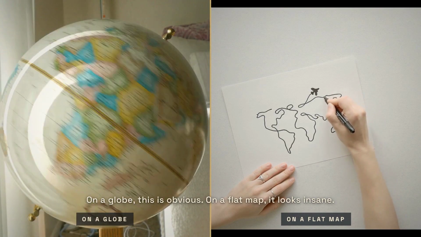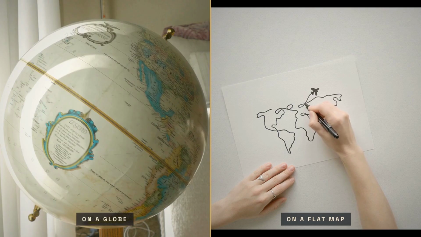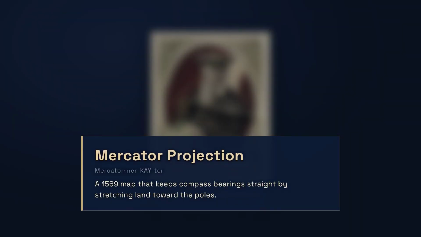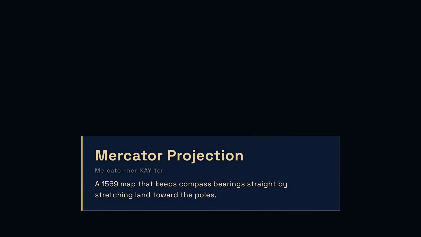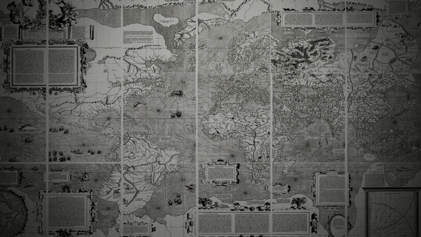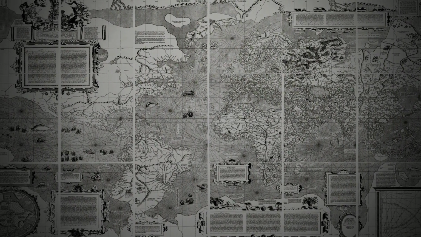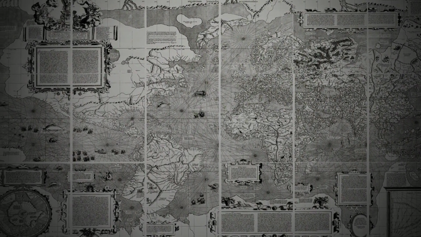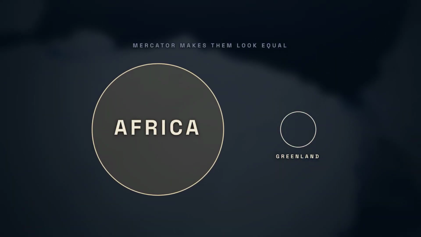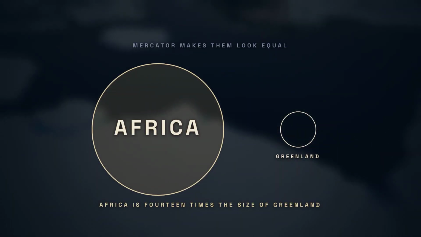The map on your screen is usually a Mercator projection, drawn by the Flemish cartographer Gerardus Mercator in 1569. He built it for sailors. It keeps compass directions true, which is priceless at sea, but it pays for that by stretching the far north and far south. On Mercator, Greenland looks as large as Africa. Africa is 14 times bigger.